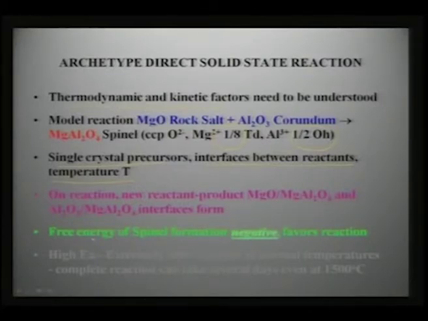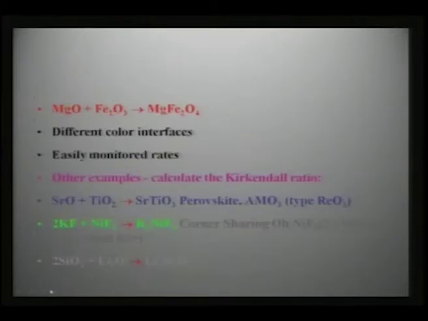In this type of reaction, the free energy of spinel formation is always negative, and therefore it favors a reaction, and the high energy of activation means extremely slow reaction at normal temperatures, but you can see this reaction rate is enhanced if you increase the temperature to 1500 degrees centigrade.